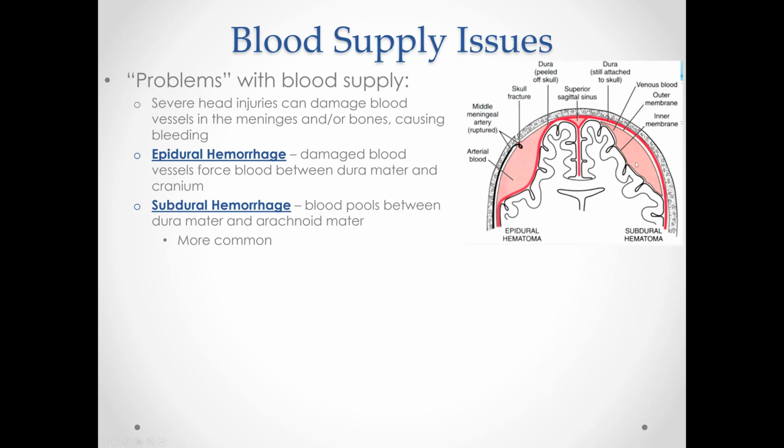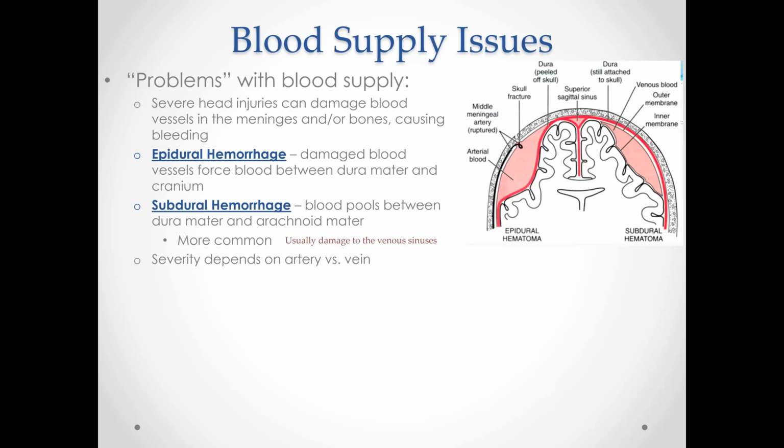Subdural hemorrhages are more common than epidural hemorrhages, again, because normally that dura is attached to the skull, so it's kind of hard to force the blood in between the duramater and the skull. And the subdural hemorrhages usually happen when you've got damage to those venous sinuses, like the superior sagittal sinus that we were just talking about.